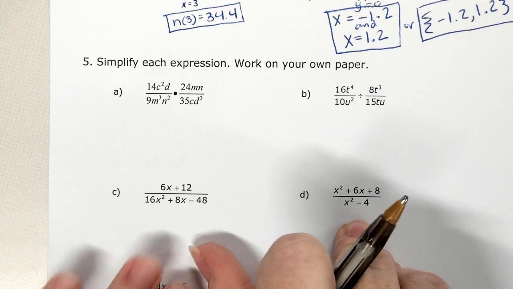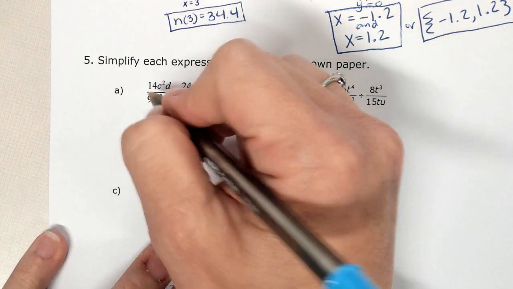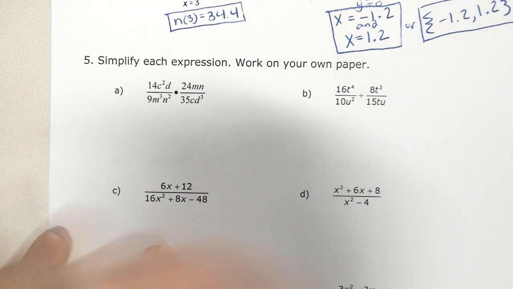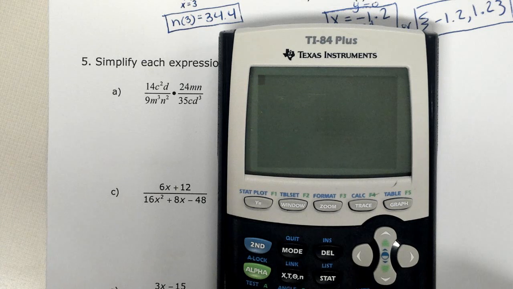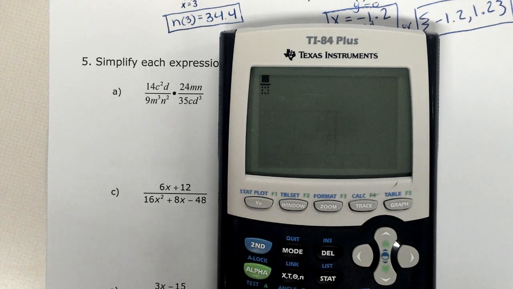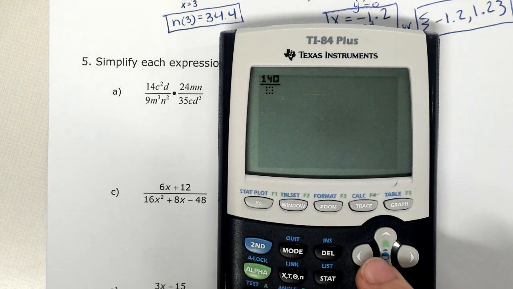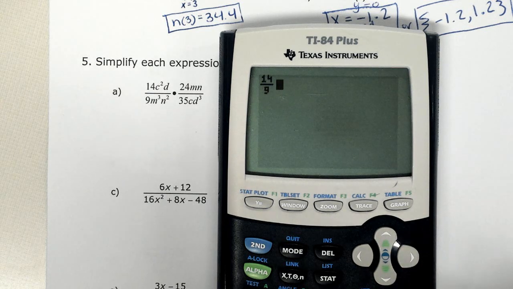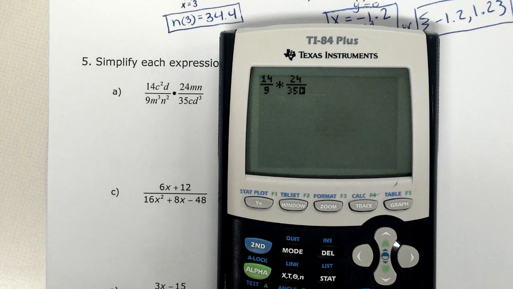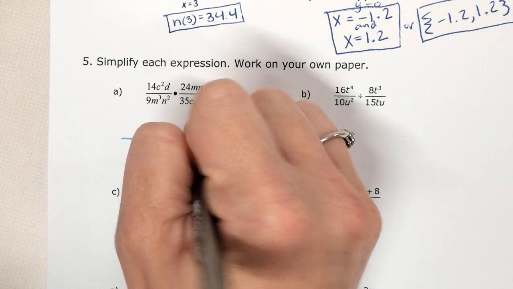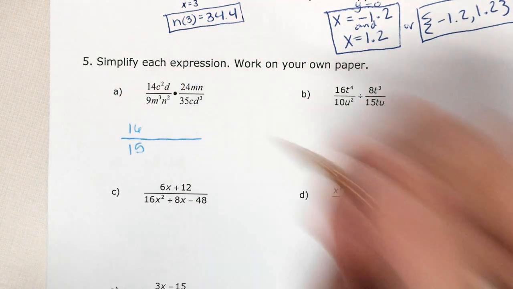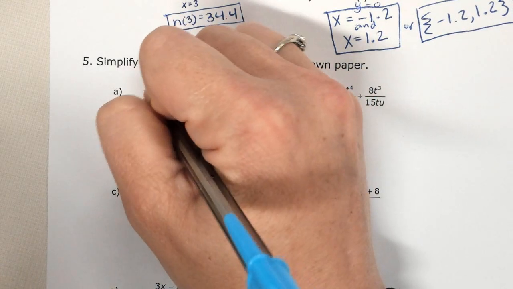Okay, when multiplying, y'all, we can just combine the numbers on top. We can use the calculator. So we have alpha y equals under, I'm going to do my coefficients first. So I have 14 over 9 times alpha y equals under 24 over 35. And that's going to simplify that to 16 over 15. So I know for a fact that my final answer is going to have 16 over 15. And I don't have to worry about these numbers anymore.